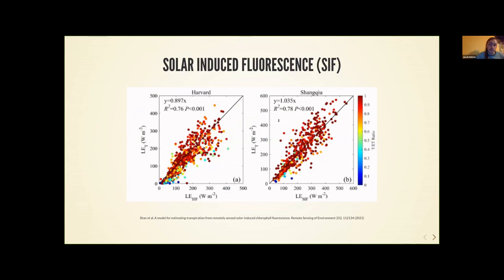Here's a study from Sean et al., where they made an estimate of transpiration from SIF data, so sun-induced fluorescence. This was SIF data taken at the tower and compared to the transpiration using the partitioning method from the tower. And you get pretty good agreement, with the powerful thing that you could use spaceborne estimates of SIF to apply this model for global estimates of transpiration.